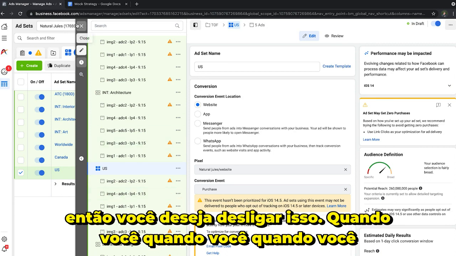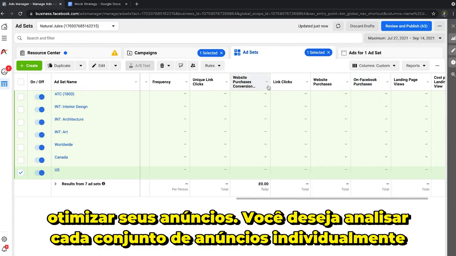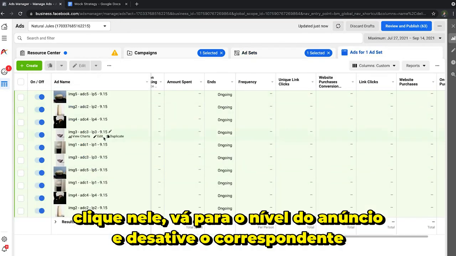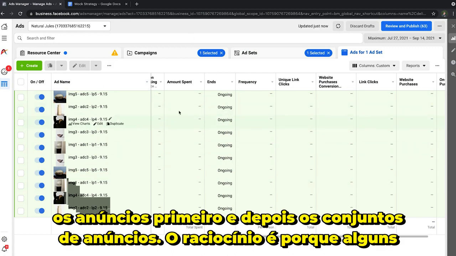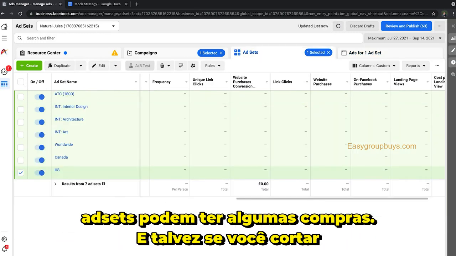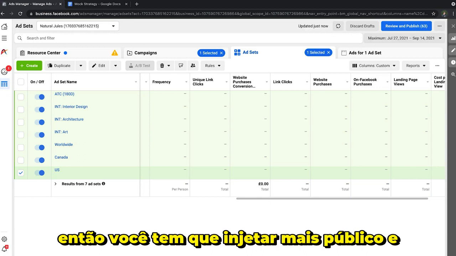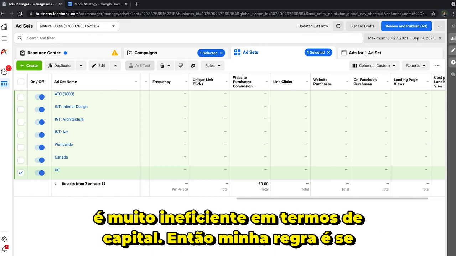When you optimize your ads, you want to look at each ad set individually, click on it, go to the ad level, and turn off the corresponding ads first, then the ad sets. The reasoning why is because some ad sets might have some purchases. And maybe if you cut at the ad set level first, then you're ruining the optimization. Then you have to inject more audiences, and it's very capital inefficient.